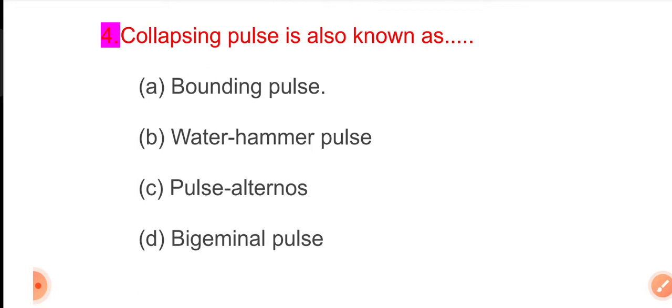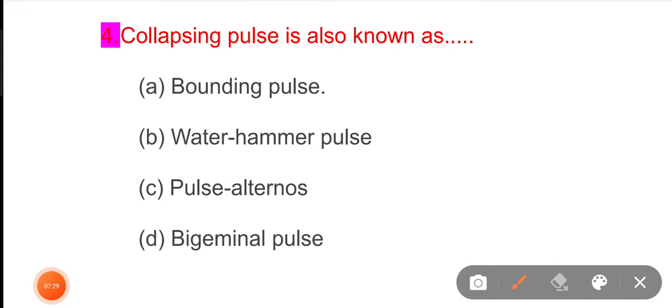The right option is option A, bounding pulse. So when the person is having a collapsing type of pulse, that is also called bounding pulse.